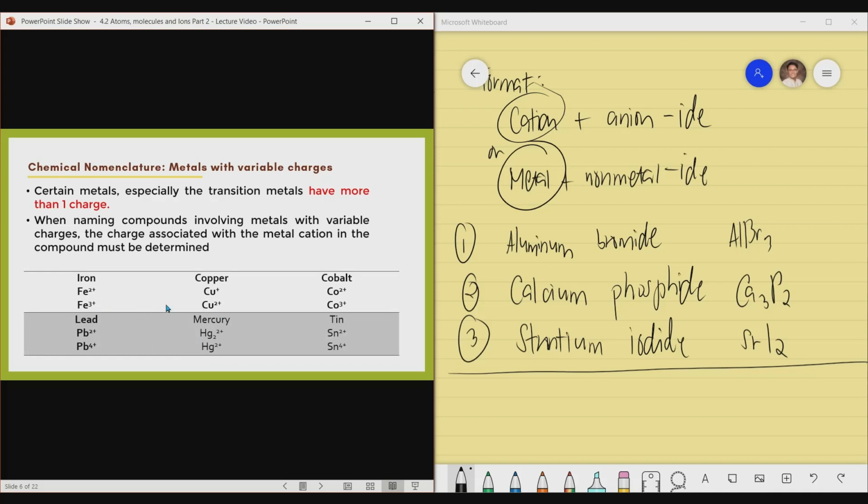Now, here are some of the examples, like iron has Fe2+, Fe3+, copper, cobalt, tin, mercury, lead. These are just some of the examples of metals with variable charges, meaning to say, again, as mentioned earlier, metals who have more than one charge, and they have a particular way of naming them.